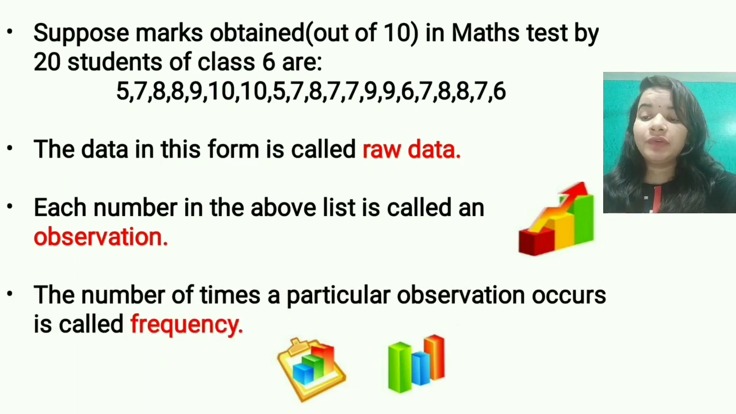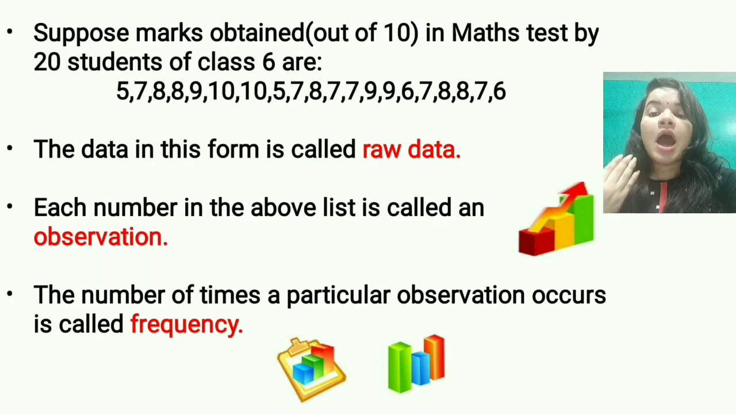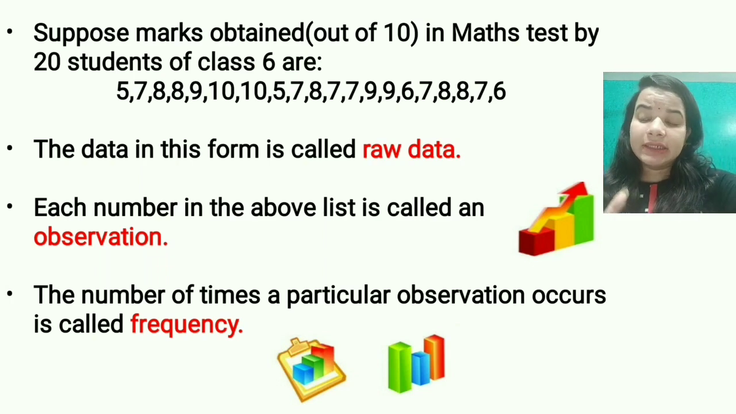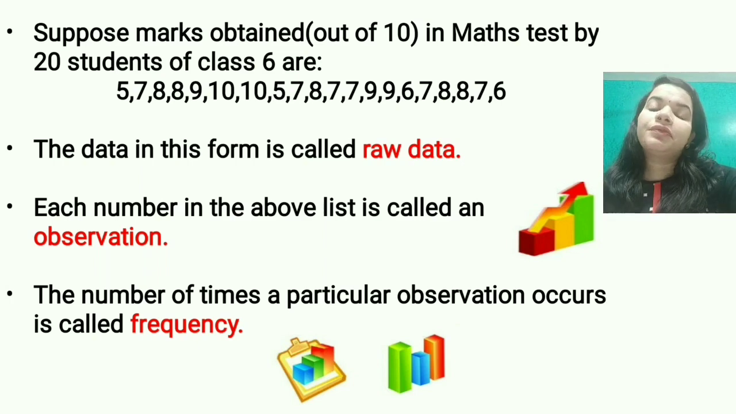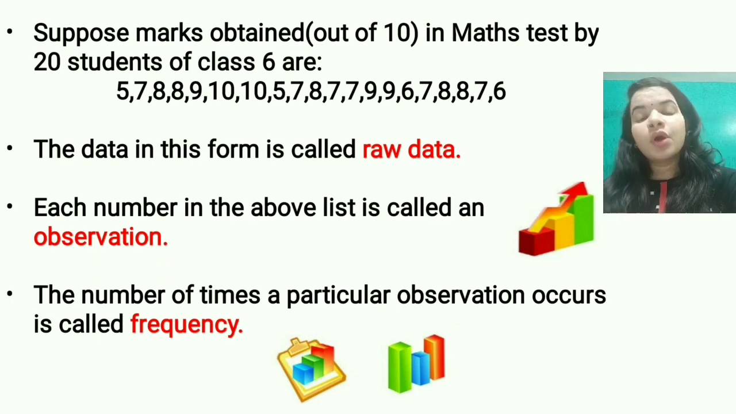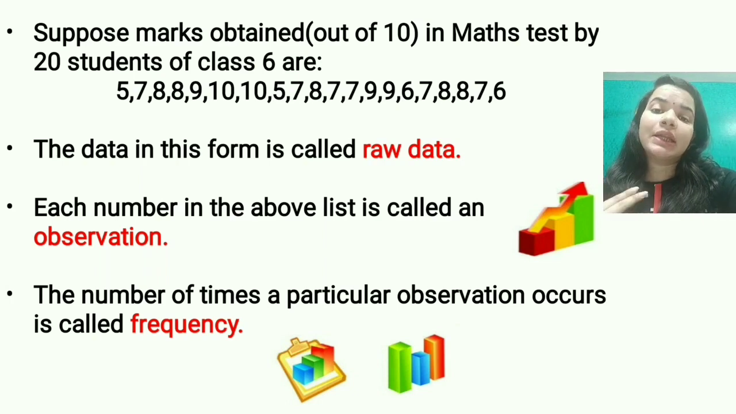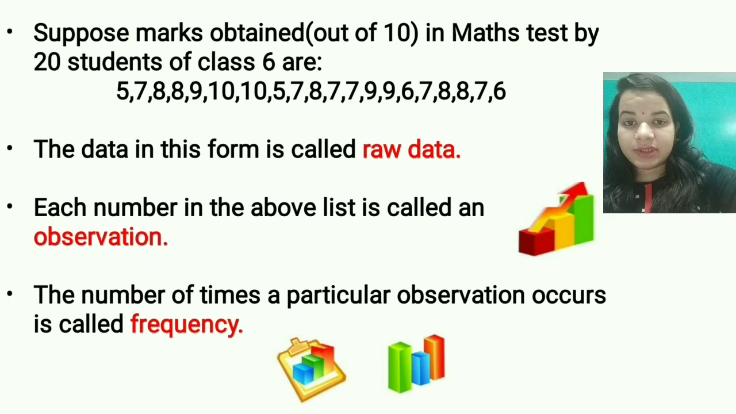Now next term that we will use is frequency. Now what is frequency? The number of times a particular observation occurs. How many times a given number is repeating itself, that is the frequency. Like suppose here in the above list you can see 5 is repeated 2 times, right? So the frequency of observation 5 will be 2. Understood? What is frequency? Frequency is the number of times a particular observation is occurring, or you can say it is repeating itself. That is the frequency.